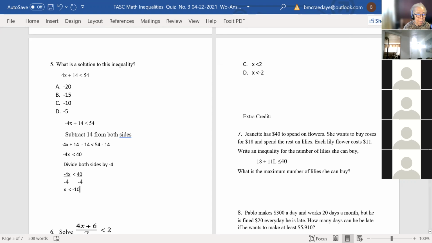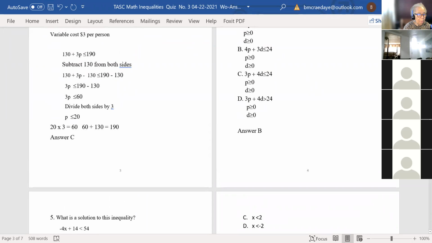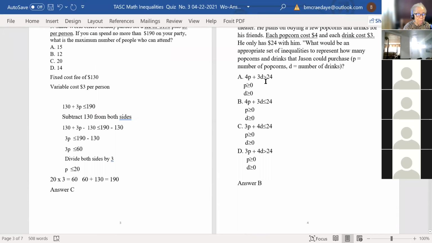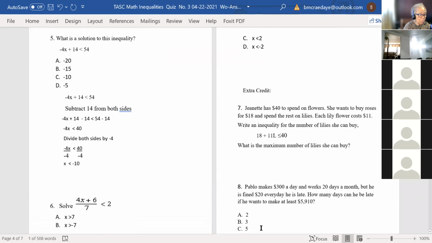So let's get a greater than sign. I think I have one here. Okay, here's a greater than. So remember, when you divide or multiply by a negative number, you reverse the inequality sign. So instead of less than, it's going to be greater than, right? So let me put the greater than.